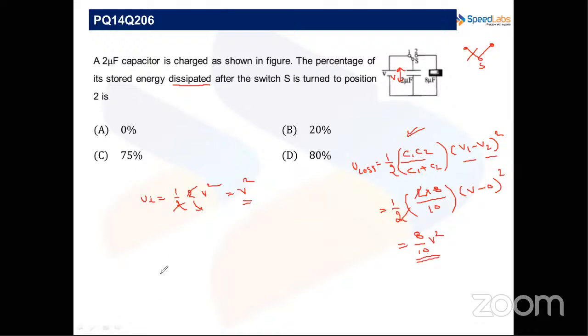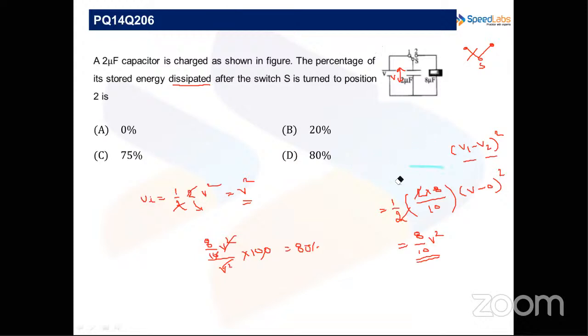So what is percentage? Percentage is lost energy divided by initial energy into 100%. So you get 80%. Is that clear? डायरेक्ट आंसर आ गया. अब अगर किसी को फॉर्मूला नहीं याद है तो क्या क्या करना है, तो ये problem काफी लंबा चला जाता है. अगर किसी को ये वाला फॉर्मूला नहीं याद है, तो इसके लिए हम लोग start करें.